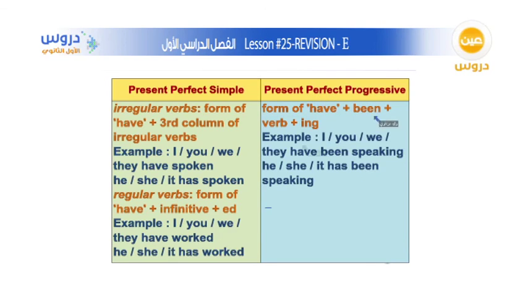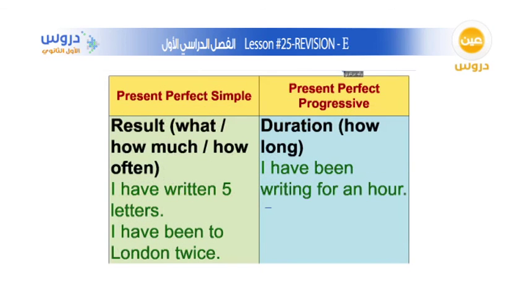Whereas the present perfect progressive or continuous, you've got the form of have plus been plus verb plus ing. For example, I have been speaking. You're concentrating on time. You have been speaking. We have been speaking and they have been speaking. He has been speaking, she has been speaking, and it has been speaking. Yes, very good, Miss Yasmin. Perfect.